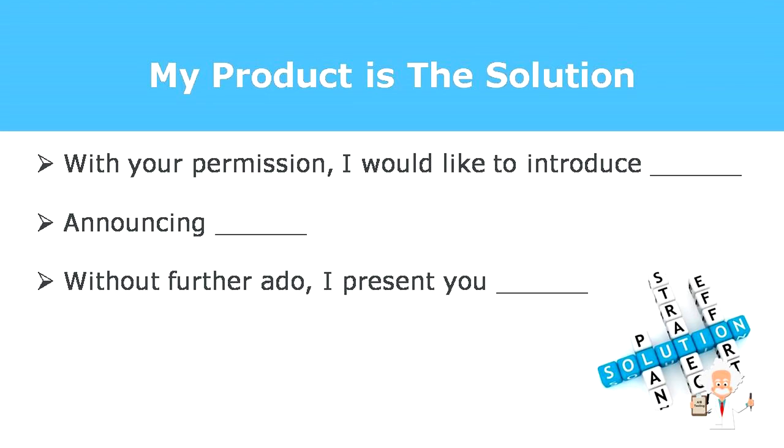My product is the solution. When talking about your product, you want readers to agree that only your product will solve their problems. This is achieved by telling them what your product can offer them and how it can be useful to them. If you can convince them, you will most likely get conversions. Examples are, with your permission, I'd like to introduce blank. Announcing blank. Without further ado, I present to you blank.